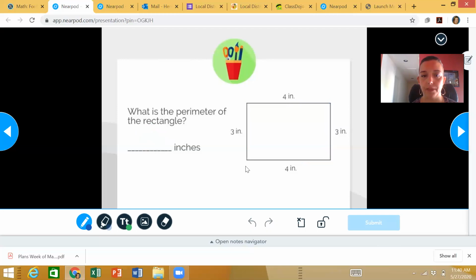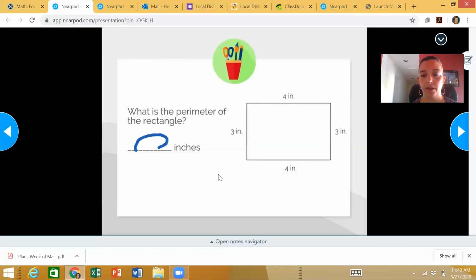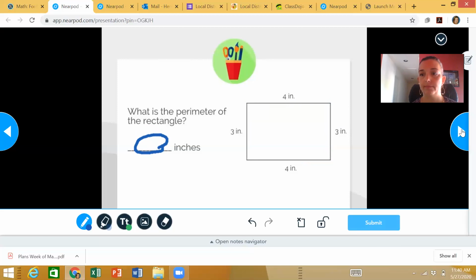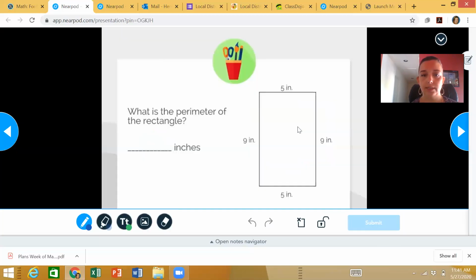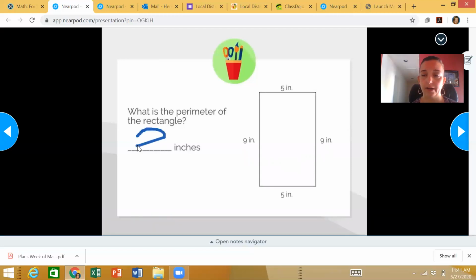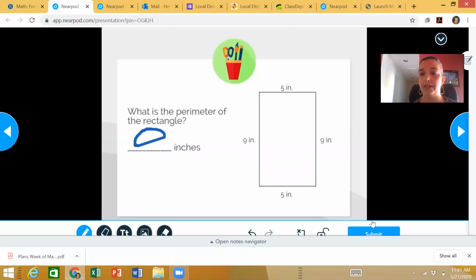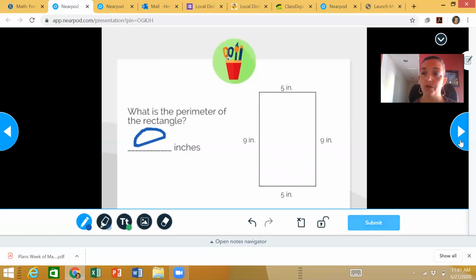And then you're going to find the perimeter of this rectangle. You're going to write your answer here. And then you're going to click submit. It's asking the perimeter of this rectangle. So again, you're going to find the perimeter and you're going to write your answer in here and you're going to click submit. Make sure you submit or we won't see your answers.